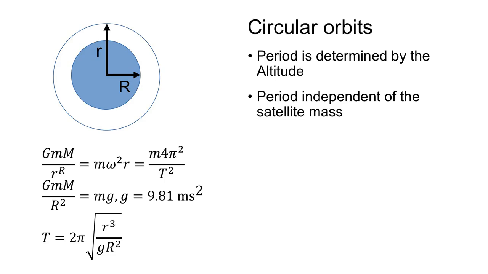Since most of us do not remember the value of the universal gravitational constant, we can remove this by considering the gravitational force acting on a test mass close to the surface of the Earth, since most of us do remember that the acceleration due to gravity on the Earth's surface, g, is equal to 9.81 meters per second squared. As you can see, the test masses cancel out from both expressions. Combining the expressions, the period of the orbit is given by T equal to 2 pi times the square root of r cubed over g R squared.